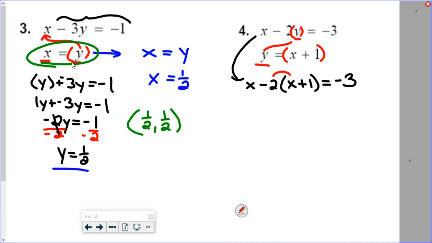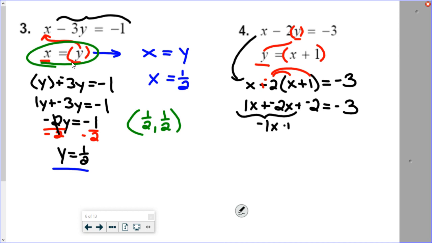Okay, so now I have to distribute, and remember I'm distributing a negative. And note, this x is really a 1x. I just like to do that to remind myself. And now -2x plus a -2 when I distribute. Okay, combine like terms gives me a -1x plus a -2, equals -3. I'm going to add 2, and I get -1x equals -1.